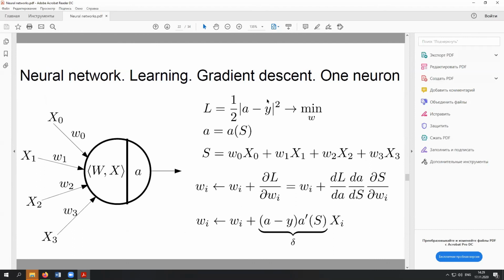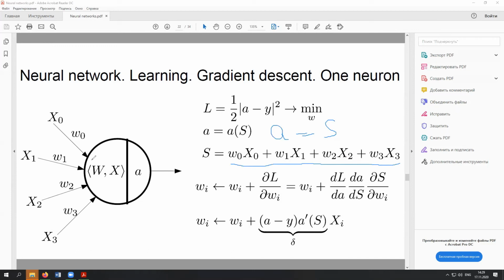We want to minimize the sum of errors. Well, in this case, in case of one neuron, there is only one error, and we want to minimize this function. Then by A, we can consider, for example, that A is just S, or some function on S, it doesn't matter.